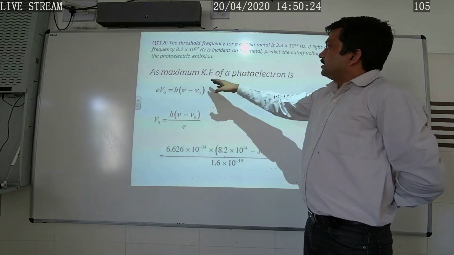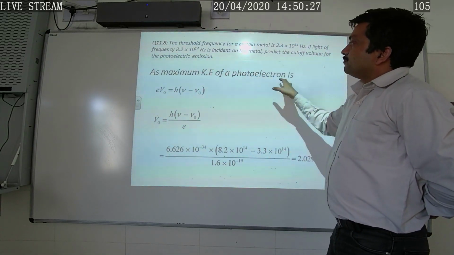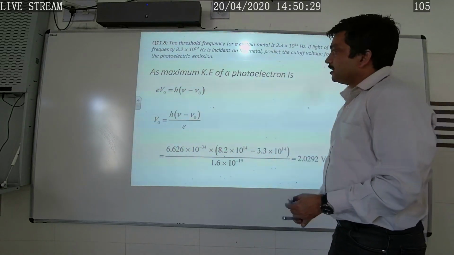So, as we know, the maximum kinetic energy of the emitted photoelectron is given by this. Why have we written it?